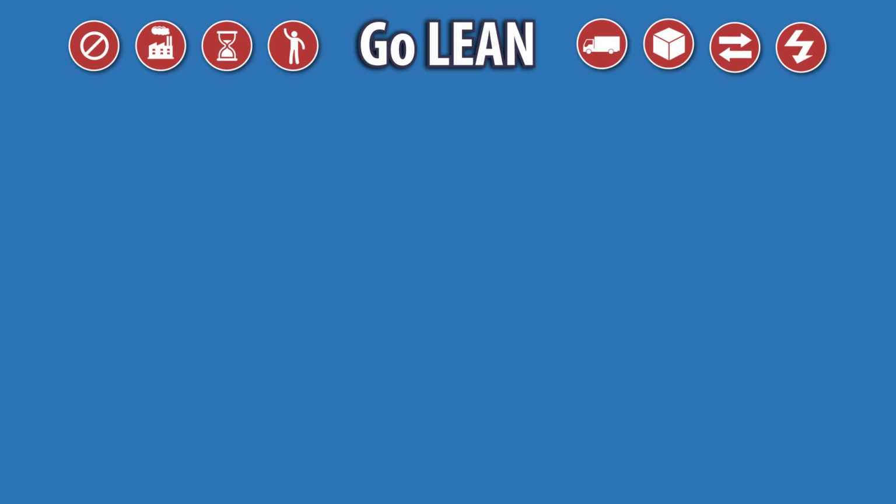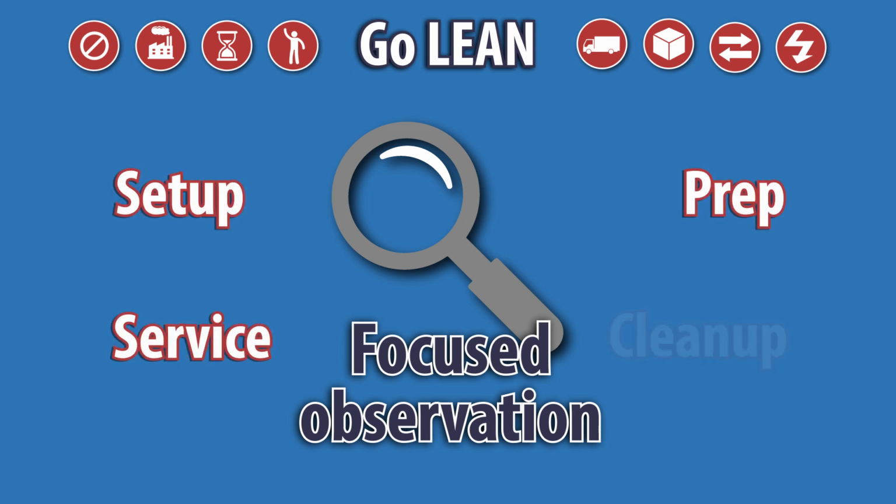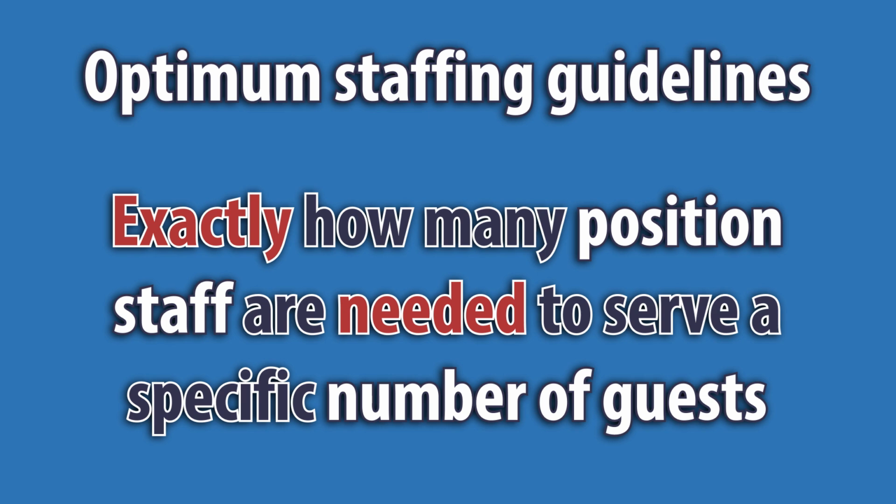We'll spend a lot of time on things you can do to eliminate wasted labor using the Go Lean initiative. You'll learn how to use focused observation to apply these lean principles to the setup, prep, service, and cleanup activities of your hourly staff. Next, we'll show you a method for creating optimum staffing guidelines and how to know exactly how many position staff are needed to serve a specific number of guests.